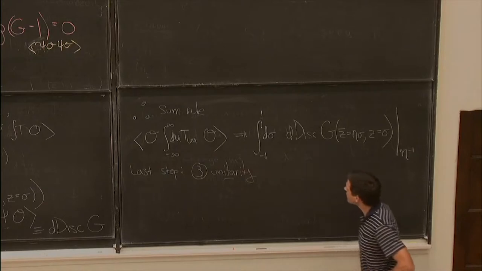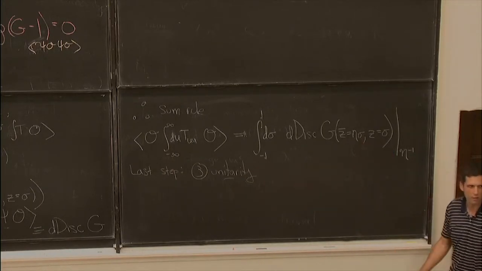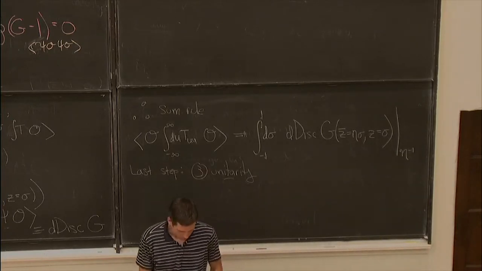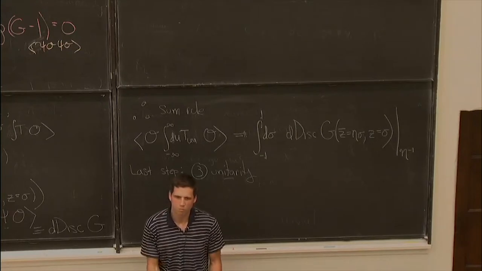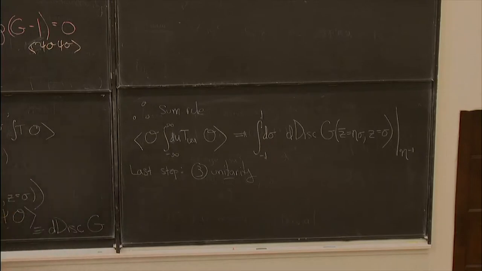And unitarity is going to imply that the integrand on the right-hand side is positive. So I want to explain that slowly, starting from the beginning, just to go through it carefully. Other questions before I explain that?